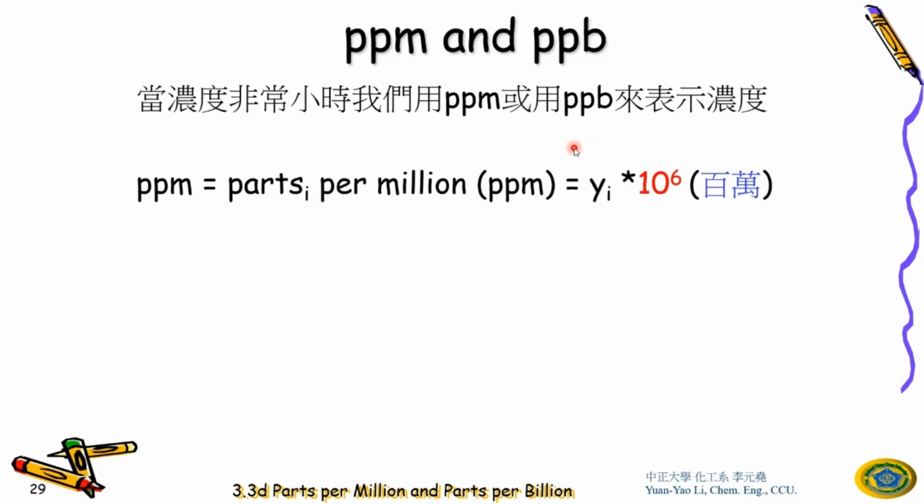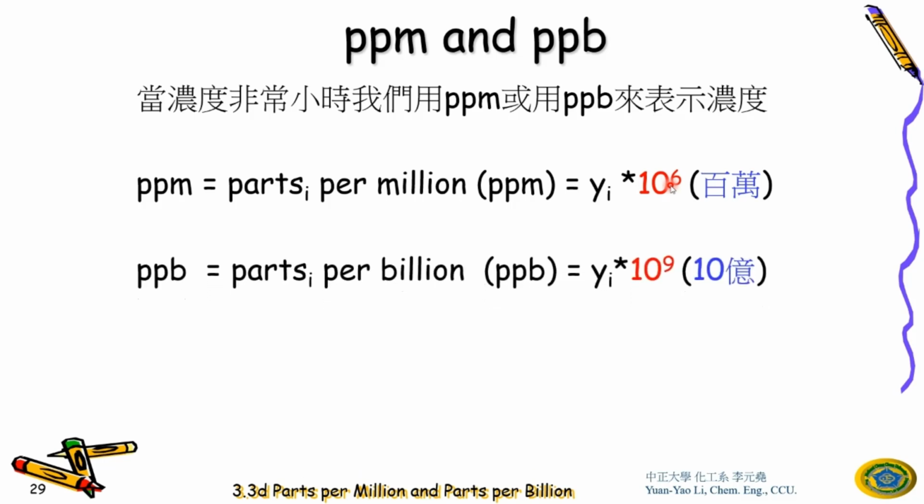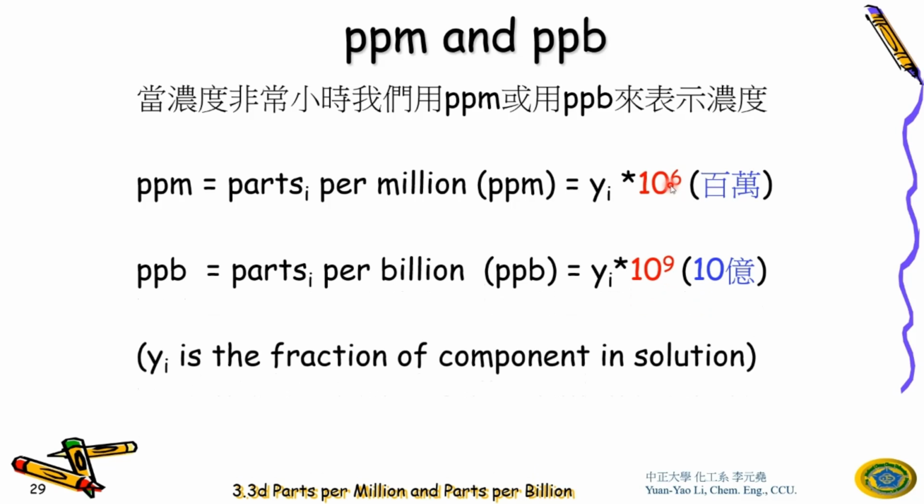Is one. For example, if this is 1 ppm, that means what? You have 1 out of 1 times 10 to 6. That means the concentration is very, very small. Okay? And ppb is parts per billion. So if you have 1 ppb, that means what? You have 1 out of 10 to 9.